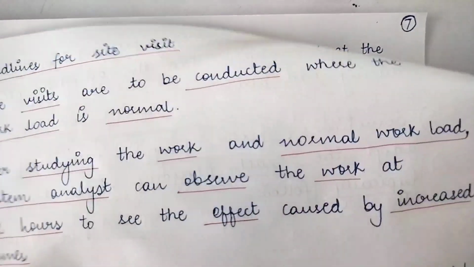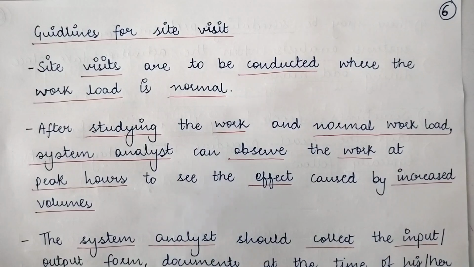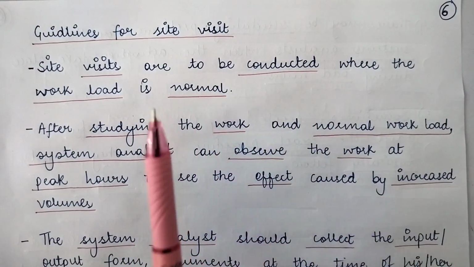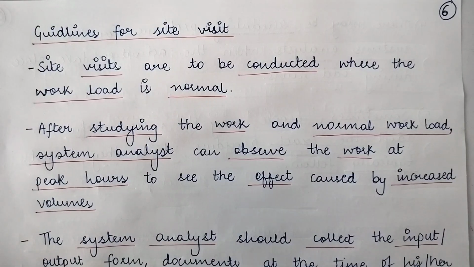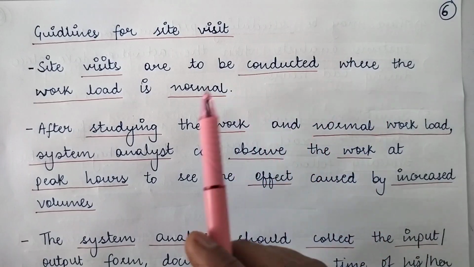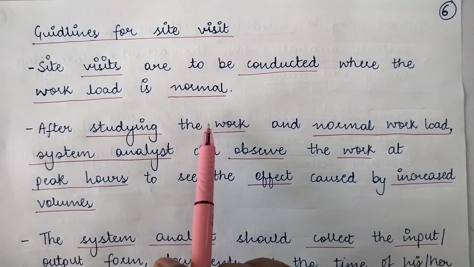Now let's look at the guidelines for site visits. What are the guidelines for a system analyst to conduct site visits? Site visits are to be conducted where workload is normal, because every time the workload is neither very low nor very high. Usually the workload is normal in all organizations. It is very rare when the workload is very low or very high. So to see the actual working of the organization, the system analyst must conduct site visits at a time when the workload is normal, neither very low nor very high.